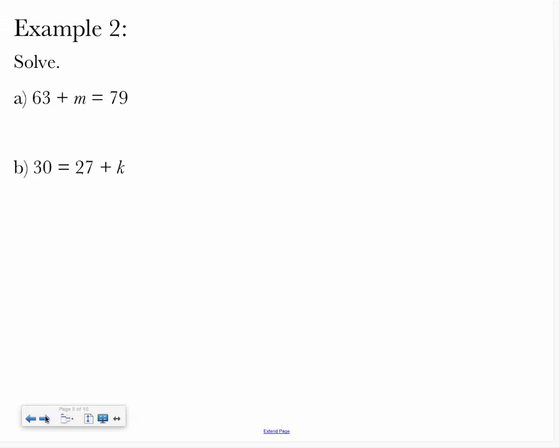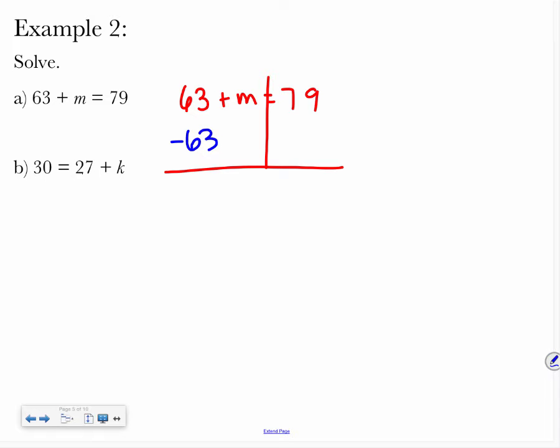Alright, example 2, solve these two equations. So we have 63 plus m equals 79. I'll tee that up. How do I get m by itself? I have a positive 63 and I want to get to 0. So I know I have to subtract 63 from this side. To undo addition, you subtract. And that means I have to subtract 63 from this side. And I am left with m equals 79 minus 63. So we have 9 minus 3 is 6. 7 minus 6 is 1. So we know our answer is m equals 16.